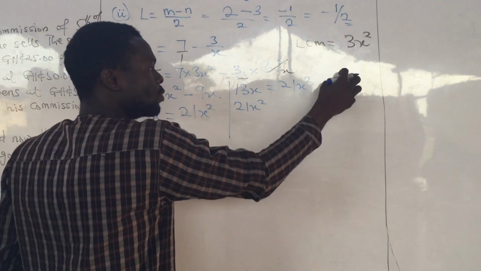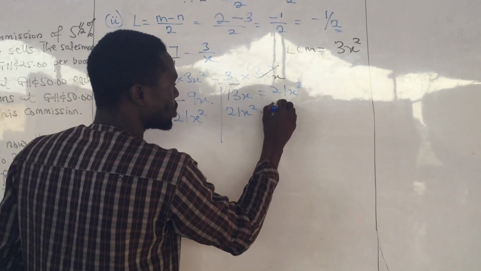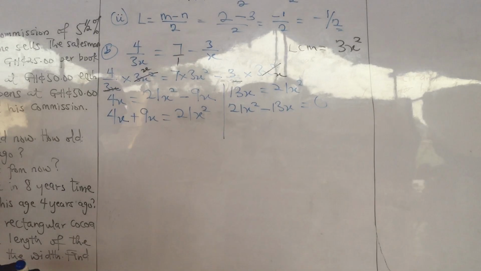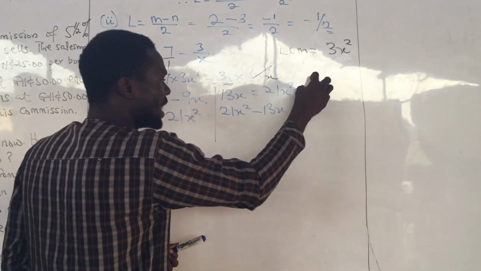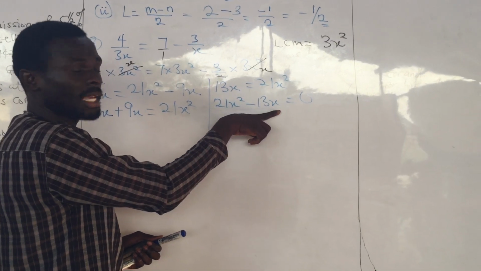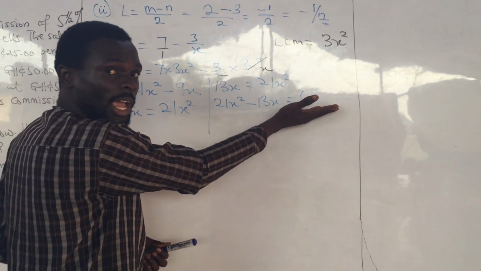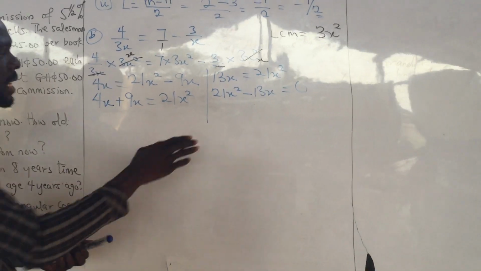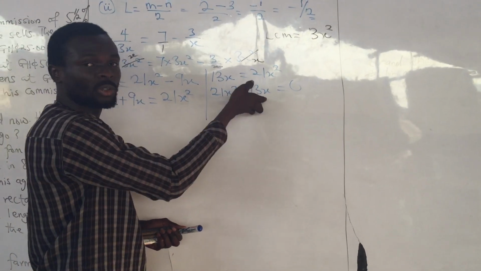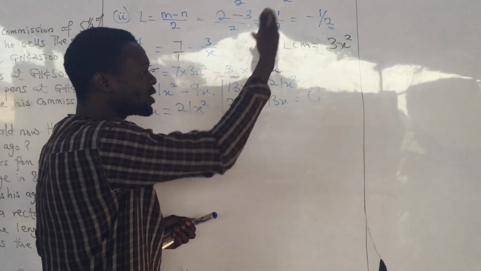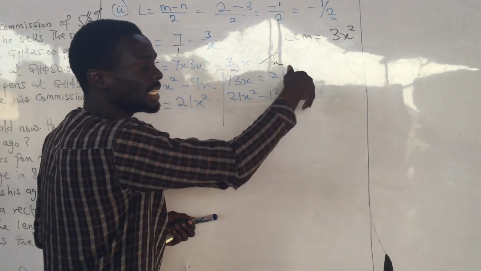When 13x moves to this side, I'm going to get minus 13x. Then you equate the equation to 0. When you take this one here, you are going to get 21x squared minus 13x. Then you equate it to 0, since there is nothing to equate it to. Then you factor x out from this expression. So you have 21x squared minus 13x.